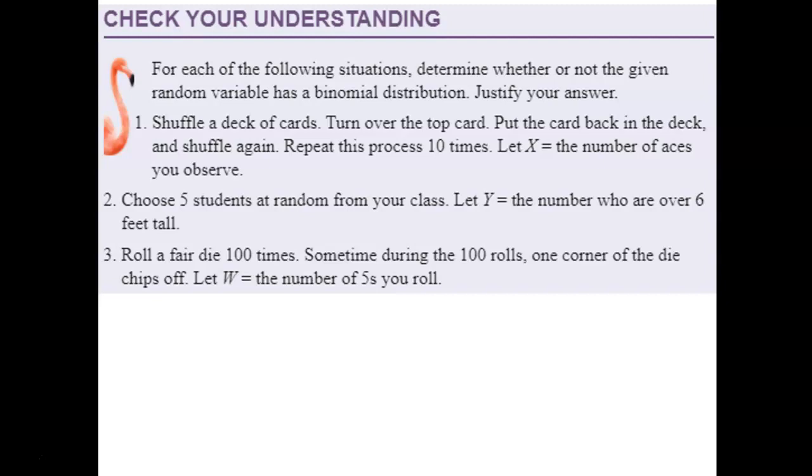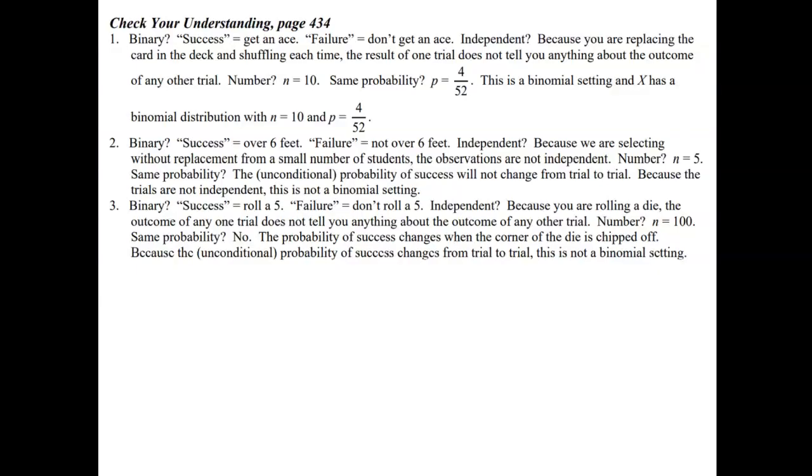All right, answers coming your way. So that first deck of cards question, where they shuffled, turn over the top card, put them back in, shuffle again, do it 10 times, and then observe how many aces you get. It is binary because you're either getting an ace or not. So that's the success and failure idea. They are independent because we're placing them back in and shuffling. And shuffling is an important part. Sometimes kids forget that. It's not just about replacement with a deck of cards. You've got to shuffle too.